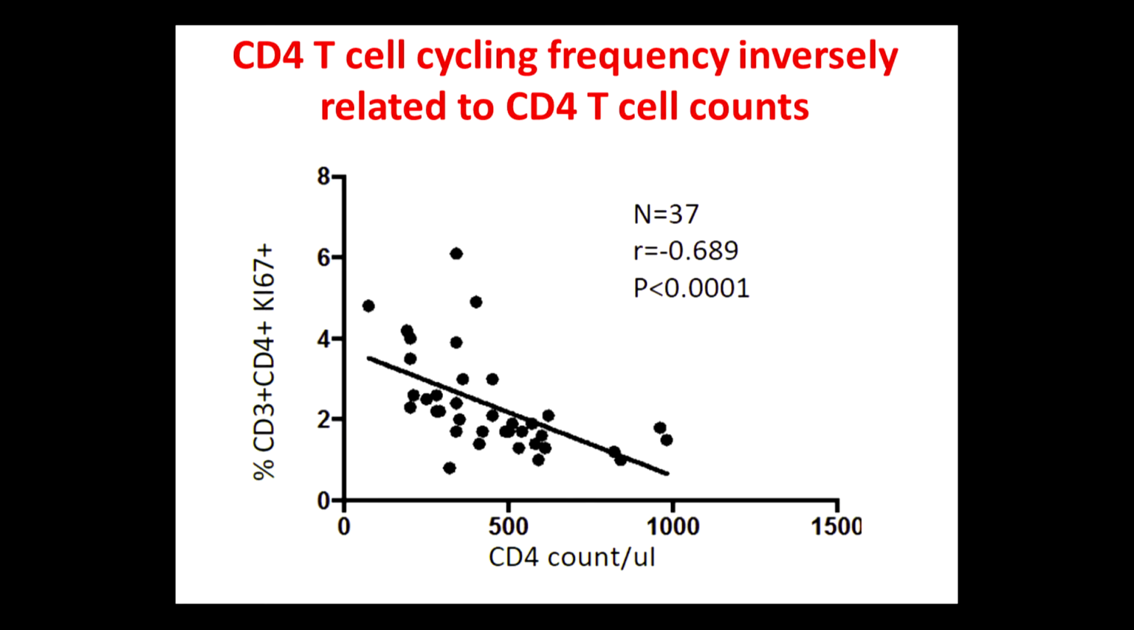Now, the proportion of cells in cycle, that is the frequency of CD4 T cells that are Ki67 positive, is inversely related to circulating CD4 T cell count. So the higher your circulating CD4 T cell count, the lower or more normal your frequency of cycling cells is. If the CD4 T cell count is low, cycling frequency is high. So what is this? What does that really mean?